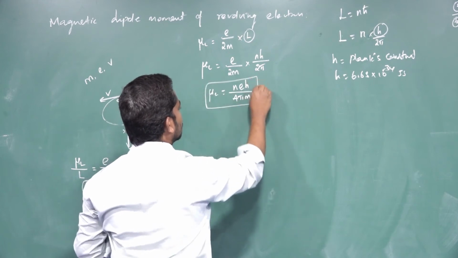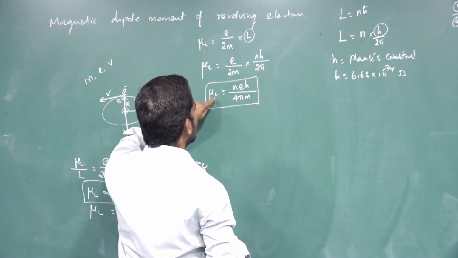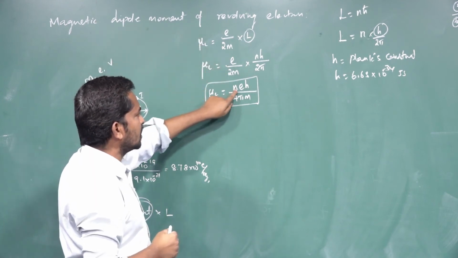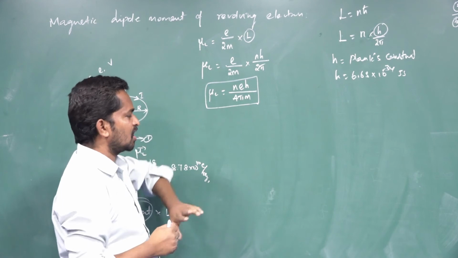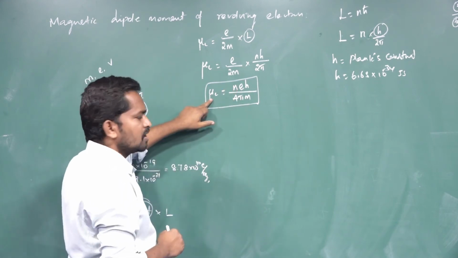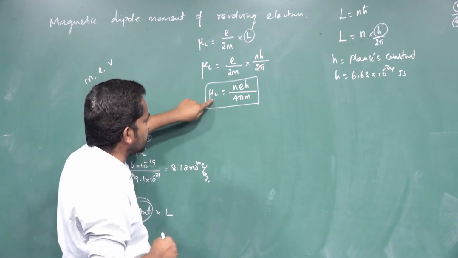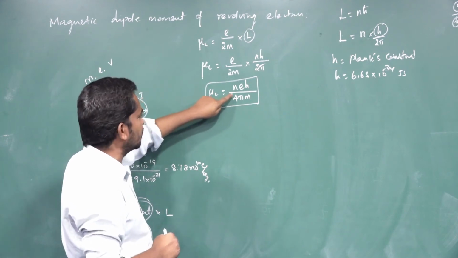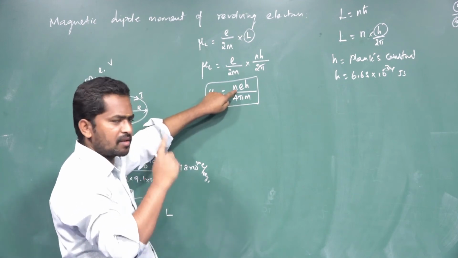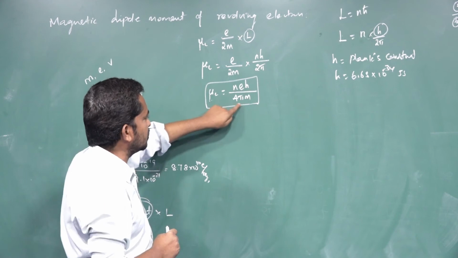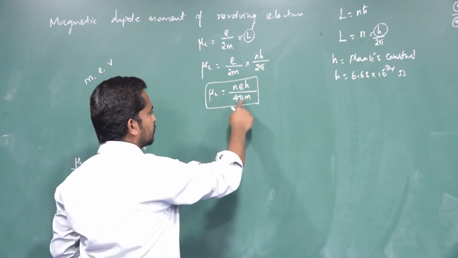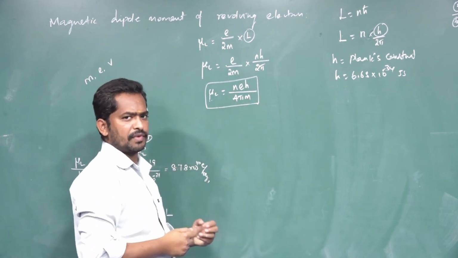This is the magnetic dipole moment of the revolving electron, and n is the number of the orbit. For the first orbit n equals 1, for the second orbit n equals 2, for the third orbit n equals 3. So mu L is the dipole moment of the revolving electron in the nth orbit. It is very important: mu L is equal to n e h divided by 4 pi m. Here e is the charge of the electron, h is Planck's constant, pi is a constant, and the mass of the electron is also a constant.